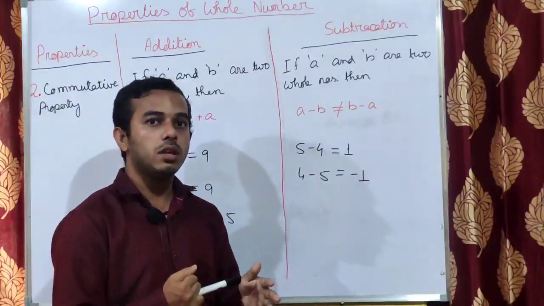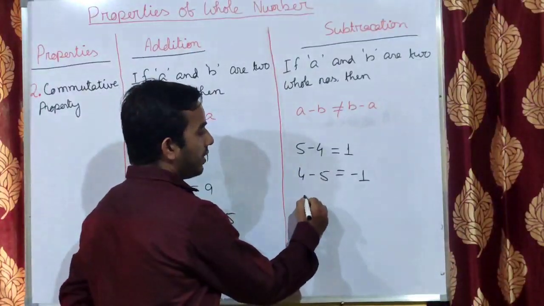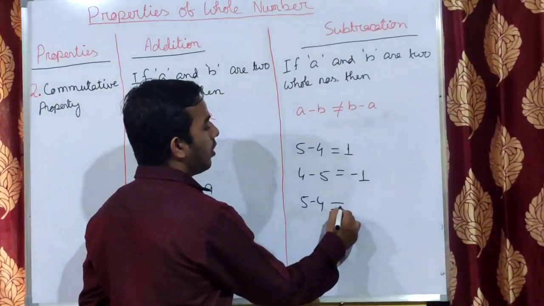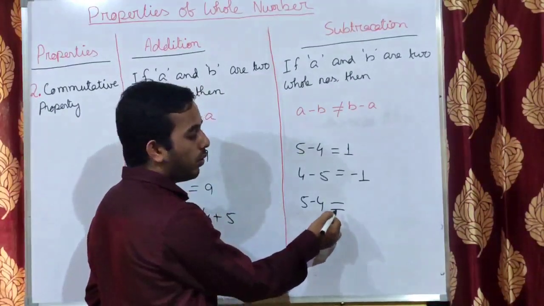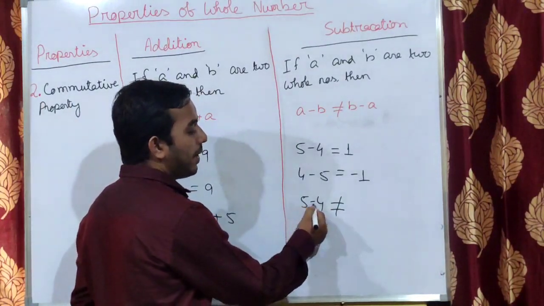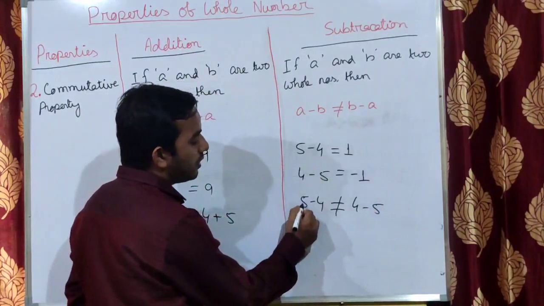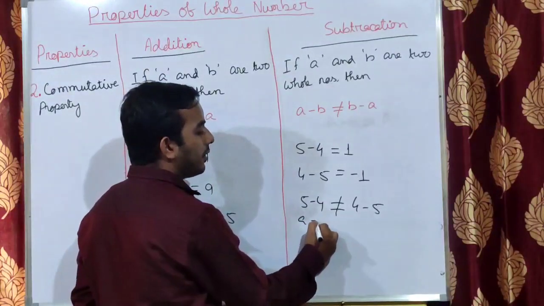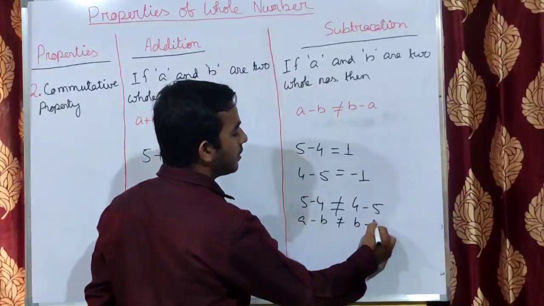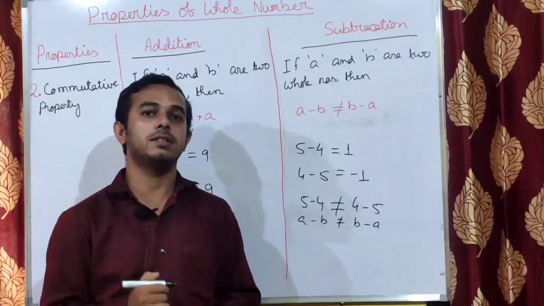1 is one thing and minus 1 is another thing, right? So can we write this minus 5 minus 4 not equals? When we write equals and when we cut this equal sign, this represents not equal. Minus 5 minus 4 not equals 4 minus 5, right? We consider 5 as A and 4 as B, A minus B not equals B minus A.